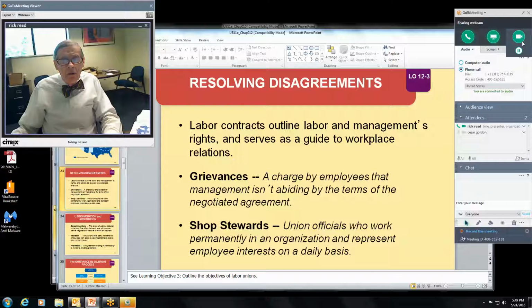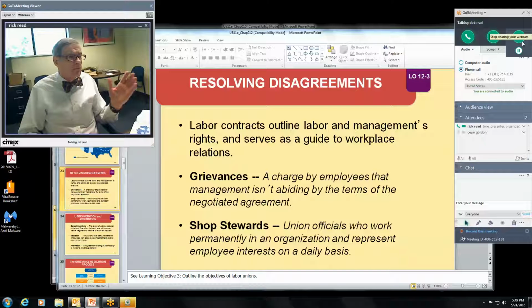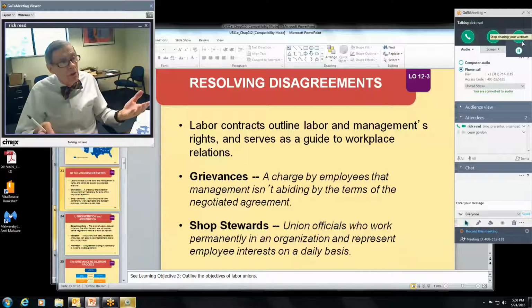This is what unions do. They try to settle workplace grievances, and they try to settle them at the lowest possible level. And normally what happens is that a grievance says, oh, the management's not abiding by the contract, or they're doing some things that are not written in the contract, et cetera. And so the union member will take his or her grievance to the shop steward, and the shop steward is set up. That's what he or she is there for, to represent the employee, a union member, every day.